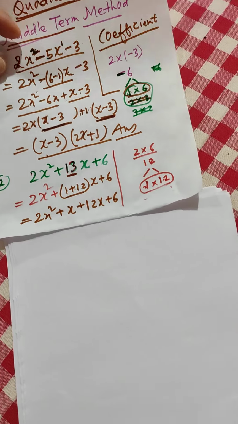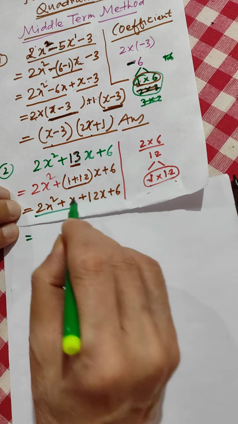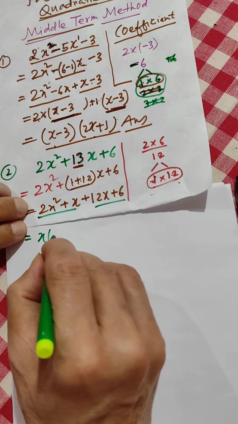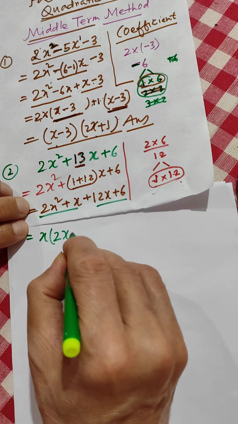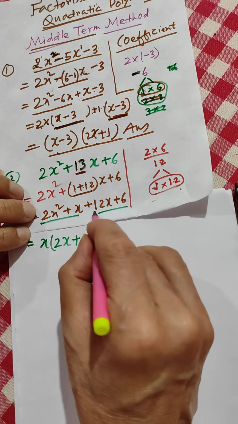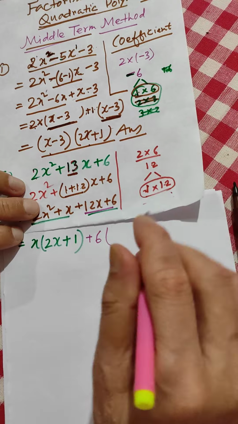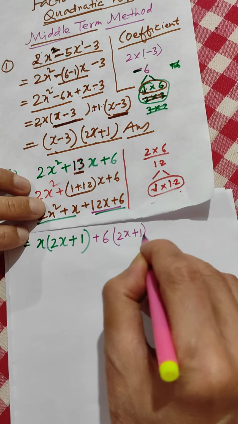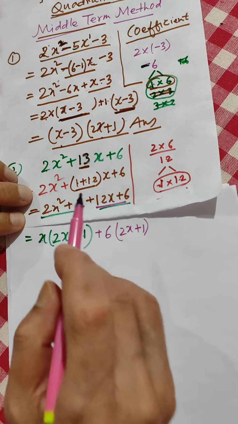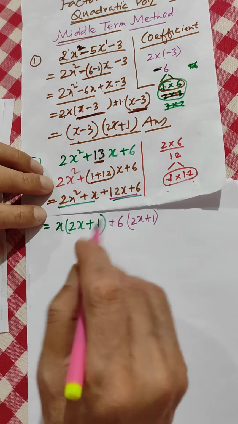Now the next step: equal to, now common between these two and common between these two. Between these two, what is common? Only x is common. So we get x into 2x plus 1. Then between these two, what is common? 6 is common, so we get 6 into 2x plus 1. After taking common, always verify. x into 2x is 2x square, x into plus 1 is plus x, plus 6 into 2x is 12x, plus 6 into plus 1 is plus 6. That means taking common is correct.